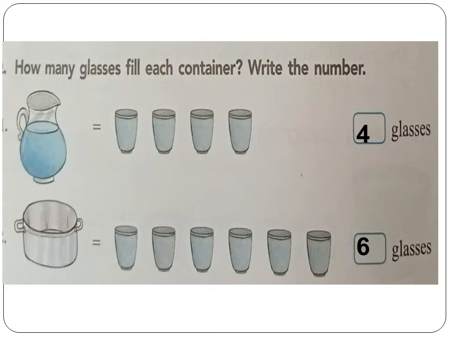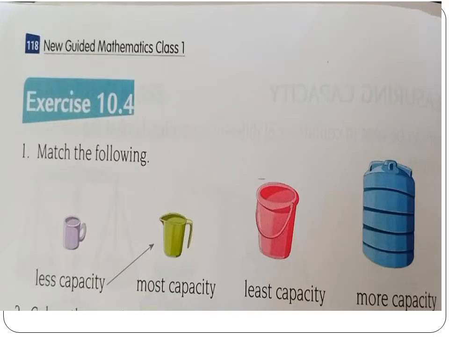Write down 6. Now we will complete page number 118 in the New Guided Mathematics textbook, that is exercise 10.4. Read the question, match the following. So here you have to compare the capacity and then you have to mark it accordingly.